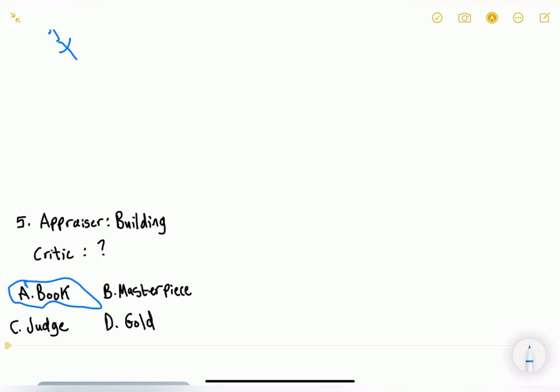We can automatically use the process of elimination too, because masterpiece has nothing to do with it. Gold is not really somewhere you stay in. Masterpiece, gold, and judge are not really something you can stay in. So we know that the answer is A.